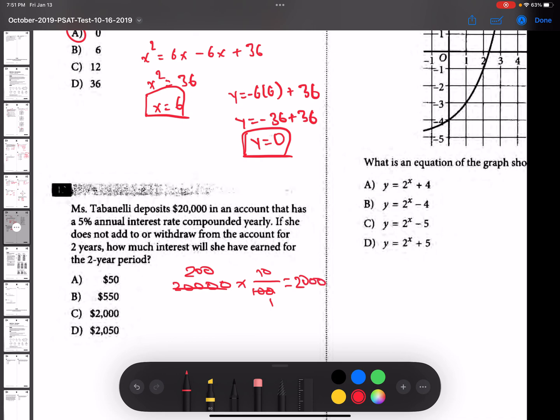But then because it says 5% annual and we have 10%, we're going to add an extra 50 to it because of the 5%. So 0.05 with the 2. So we're adding 50. We're going to get 2,050. So that means our answer is D.